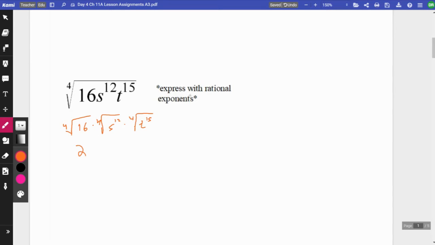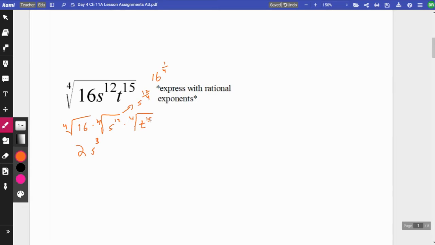So I want to express it with rational exponents, and the 16 could have been 16 to the 1/4 power, but I could simplify it as well, and now it's even better. The s I could write with rational exponents. This would be s to the 12/4 power, but then that can be simplified to 3. S to the 3rd.